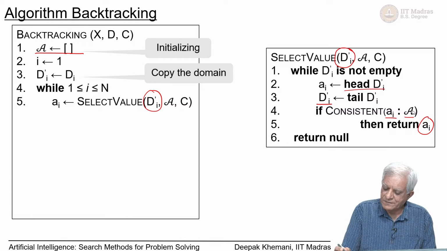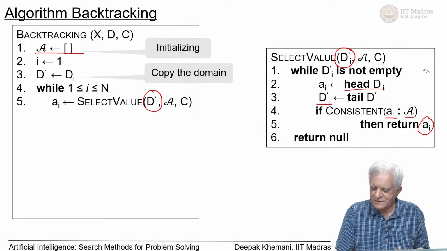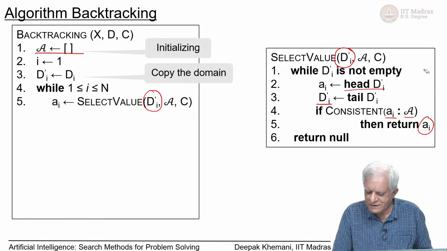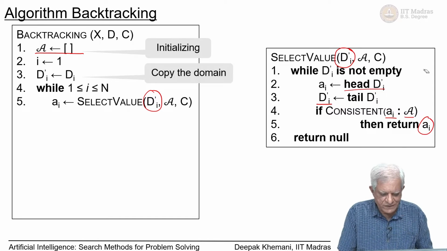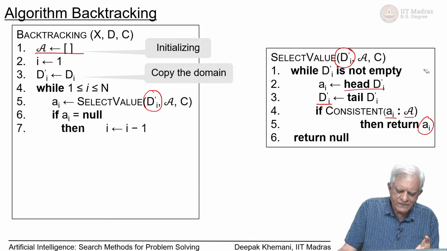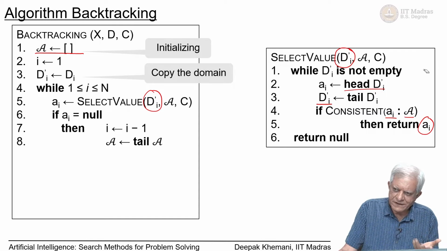If we have tried all the values and Di prime becomes empty, that means we can't find a value, and we return null. So, this select value function will either return a value Ai, which should be the value for the ith variable, or it will say I can't find a value for this ith variable. Then we just look at that. If Ai is null, that means we couldn't find a value.